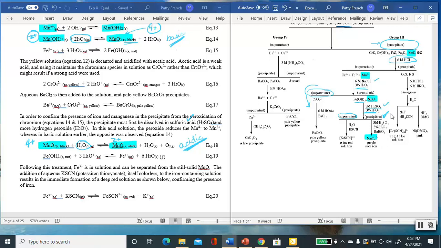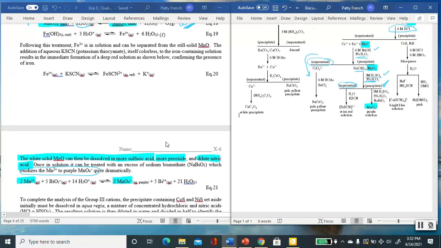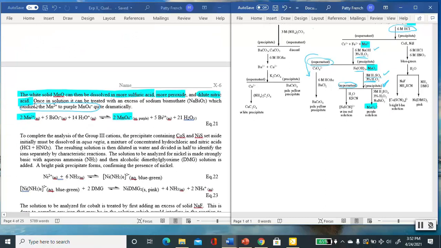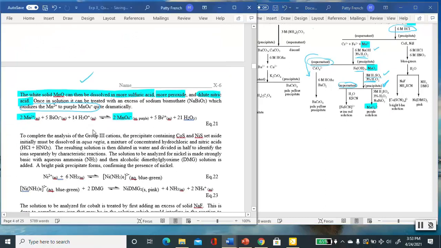So that's great. But you know, manganese 2 oxide looks exactly like half a dozen other white precipitates we're going to see over the course of this set of experiments. So we have to do something that's a little more identifiable. So what we did then, or what you will do, is dissolve it in more sulfuric acid and take some more peroxide and some dilute nitric acid.